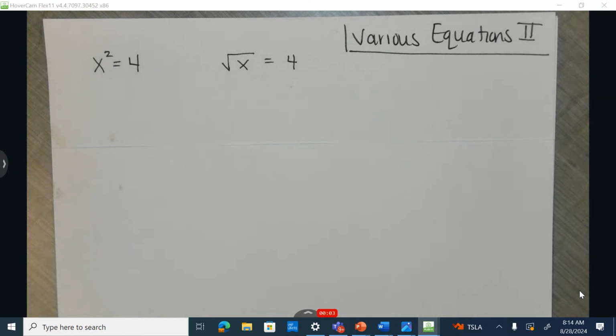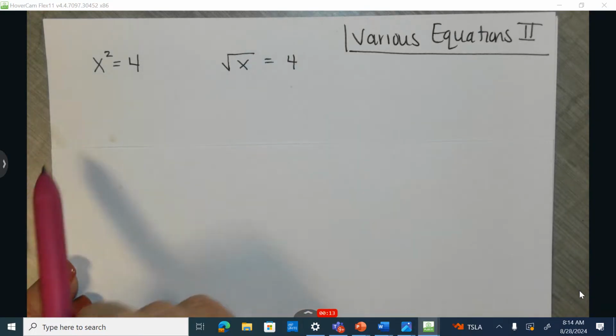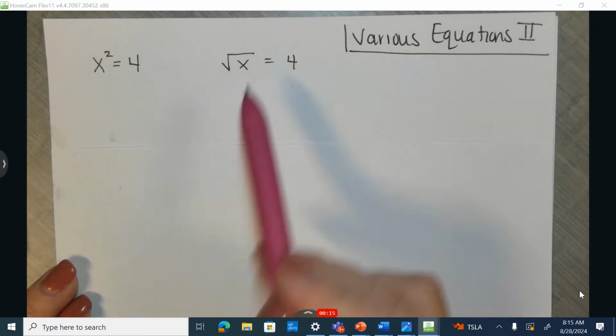Unit 2, Lesson 5, Various Equations 2. The focus of this lesson will be on solving for the variable x when we have a radical or a square root involved. So let's look at some simple equations that I know you're used to seeing.